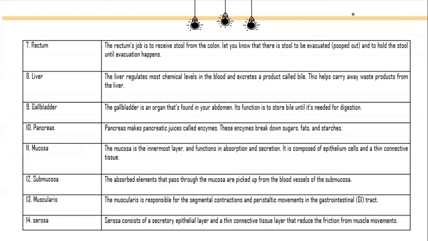The muscularis is responsible for the segmental contractions and peristaltic movements in the gastrointestinal tract, also known as the GI tract. This is also to improve the secretion and the absorption of nutrients, and this is a connective tissue layer deep to and supporting the mucosa. Lastly is the serosa, which consists of a secretory epithelial layer and a thin connective tissue layer. The serosa is also a membrane that lines an internal cavity to protect the contents and secretes serum.